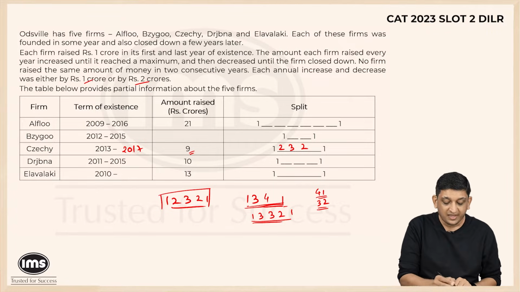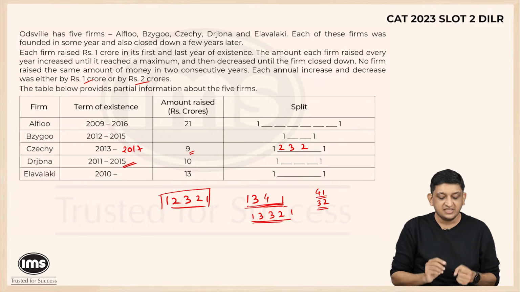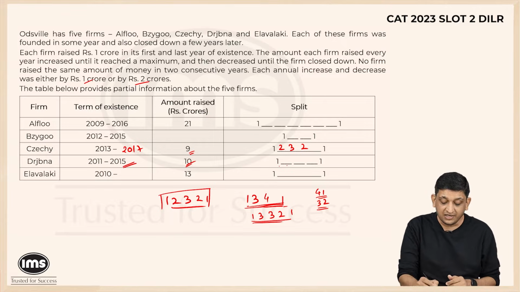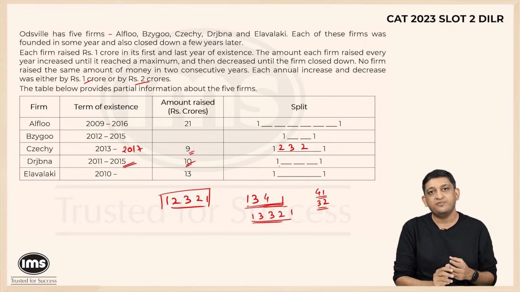Let's look at D now. I know that it was in existence for 5 years, 11, 12, 13, 14, 15. I know that it had accumulated 10 crores. So that is what we know in terms of D. Start with 1, ends with 1. We'll just need to find out how to accumulate those remaining 8 in these 3 blanks. So how will we do that?